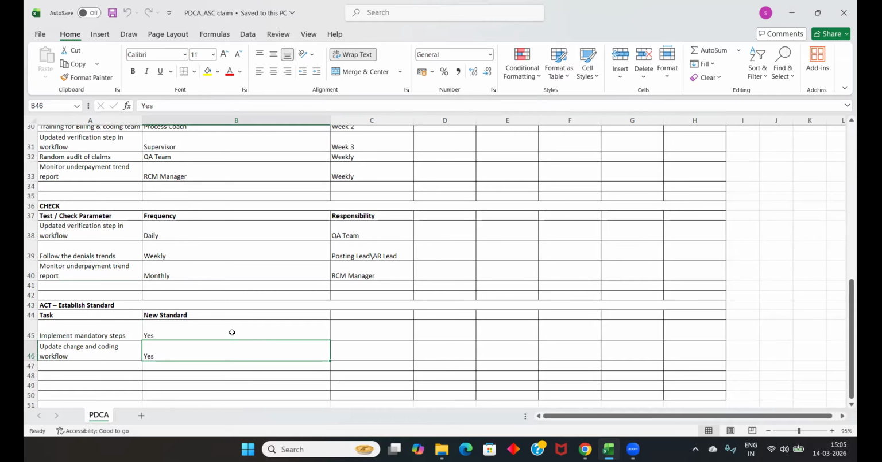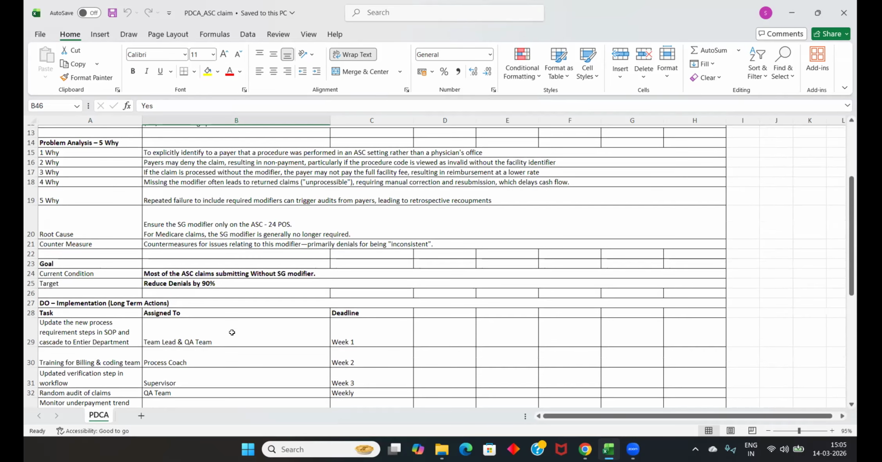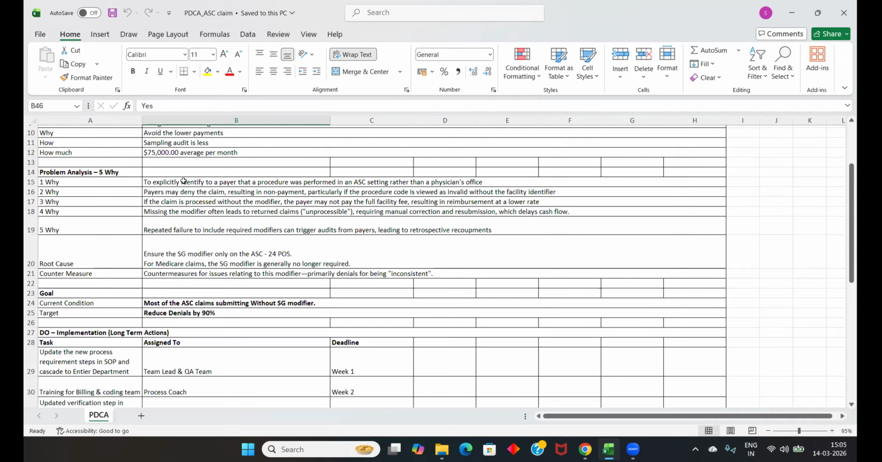Okay, fine. So this seems to be the PDCA, in depth. You are trying to analyze and then bring it to the point. One question: there are five whys in this. So what is your first why?